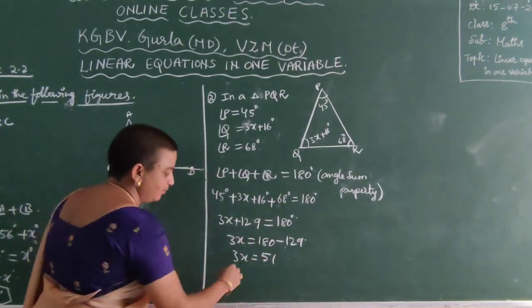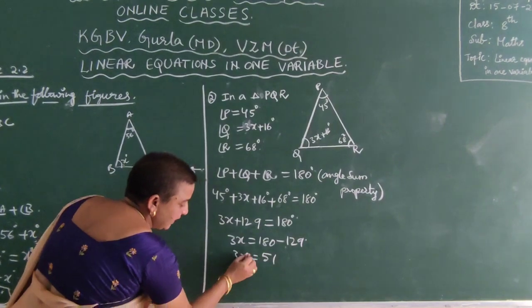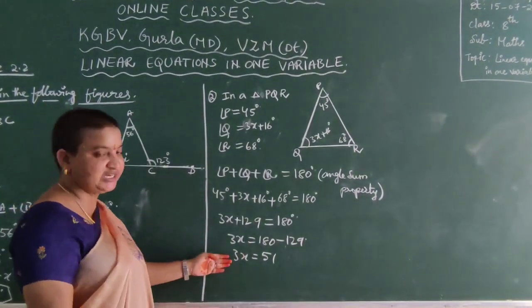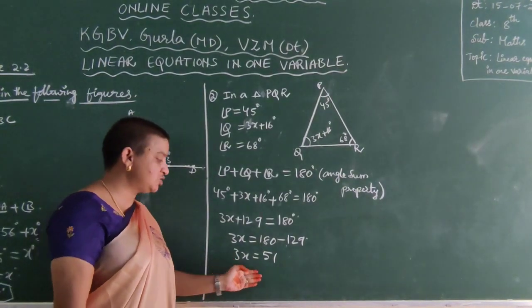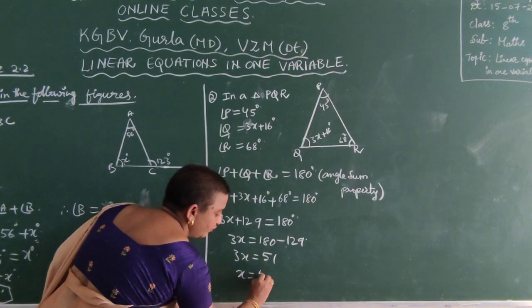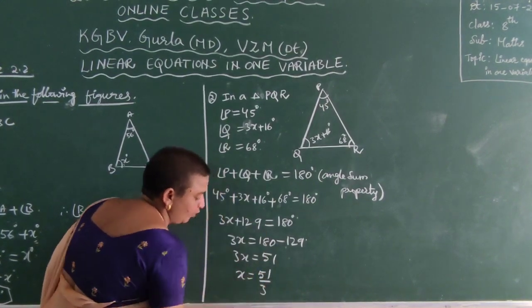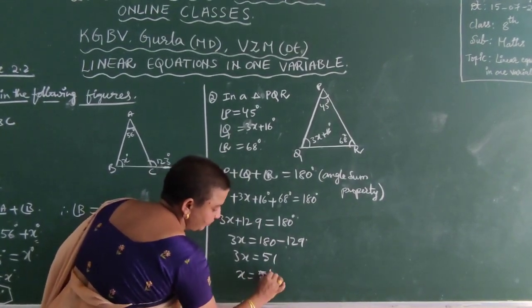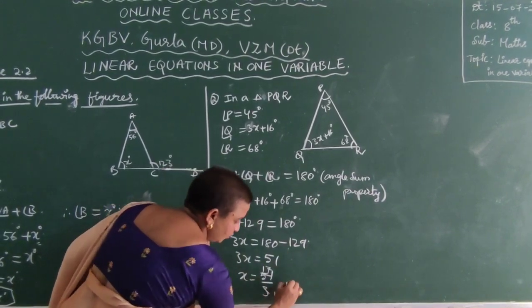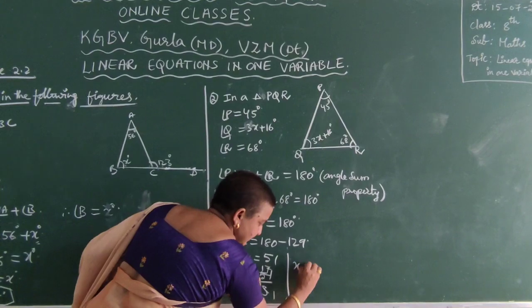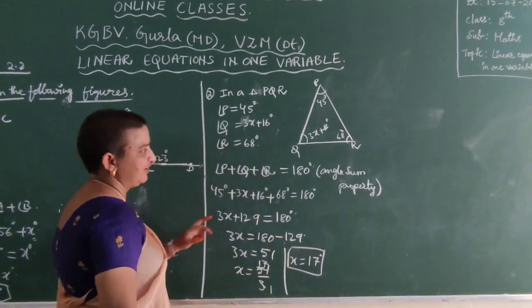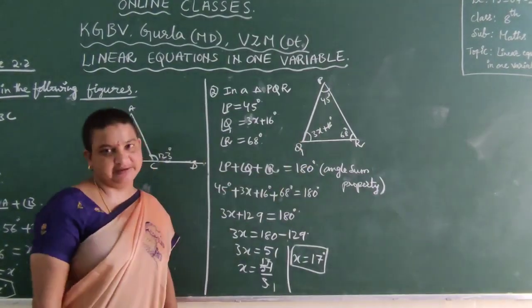degrees. Okay, so here 3 is multiplied with x. If we transpose 3, it becomes a division term. So, x is equal to 51 by 3. Okay, 3 ones are 3, 3 fives are 15, 3 sevens are 21. So, therefore, x is equal to 17 degrees. Here, the value of x is 17 degrees.